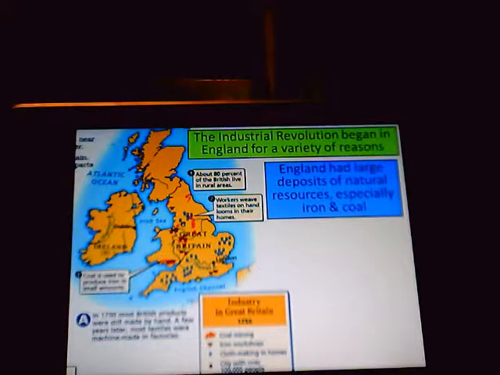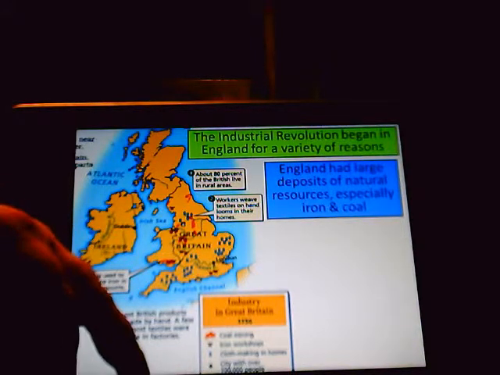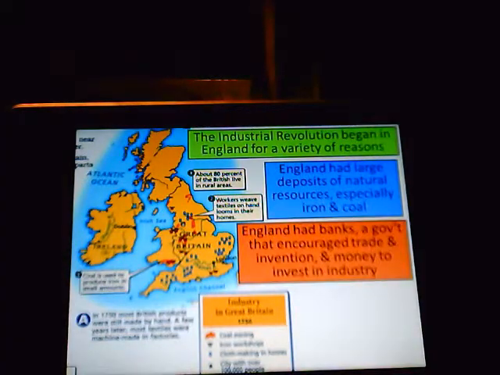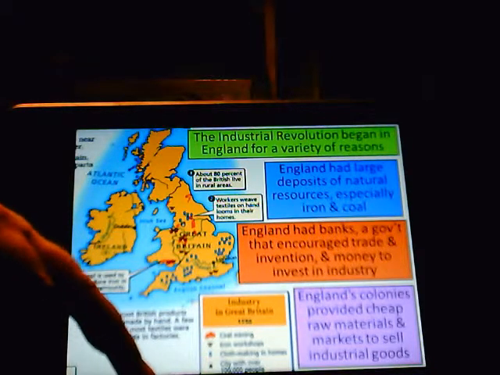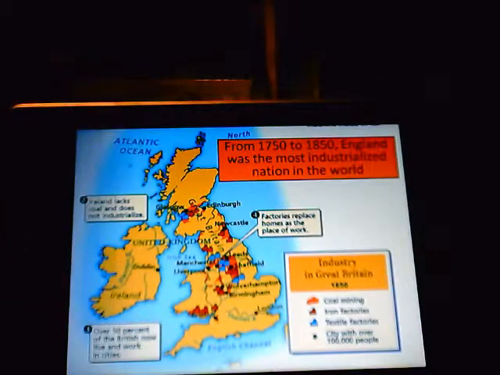England had large deposits of natural resources, especially iron and coal. England had banks, a government that encouraged trade and invention, and money to invest in industry. And England's colonies, such as the Americas, India, Canada, and the Caribbean, provided cheap raw materials and markets to sell their industrial goods. From 1750 to 1850, England was the most industrialized nation in the world.